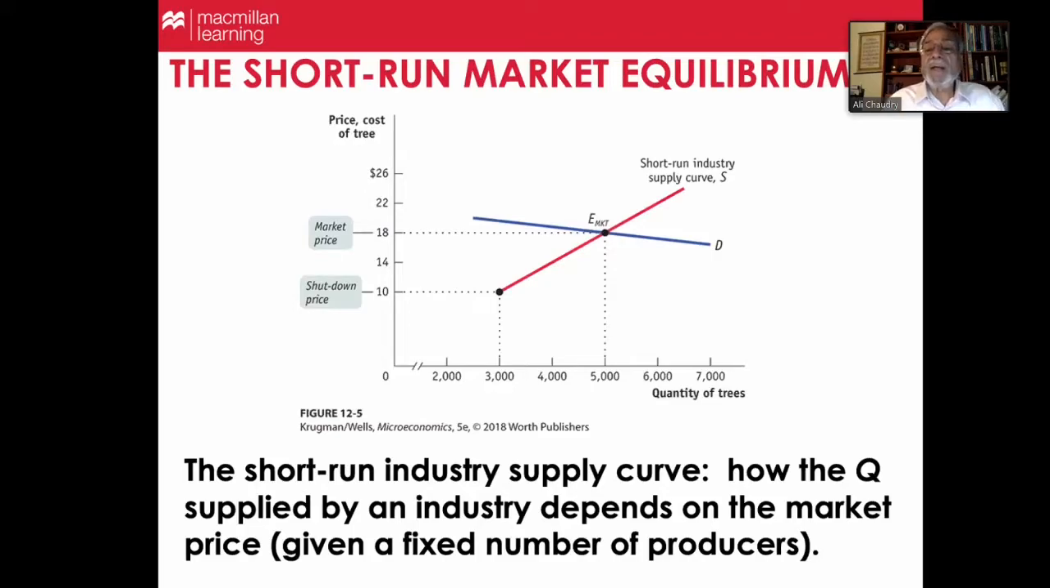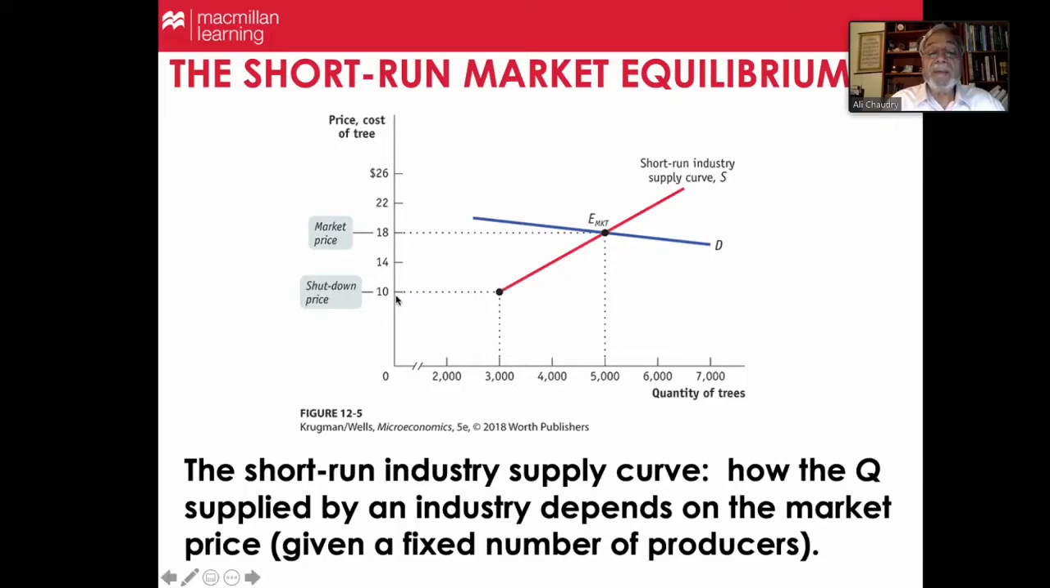So in the short run, remember, this is the marginal cost curve I was just showing you in the previous graph, right? That is the supply curve. And it is a demand curve, just to illustrate the point. So the equilibrium occurs at point E, where the quantity is 5,000 trees and the price is $18.